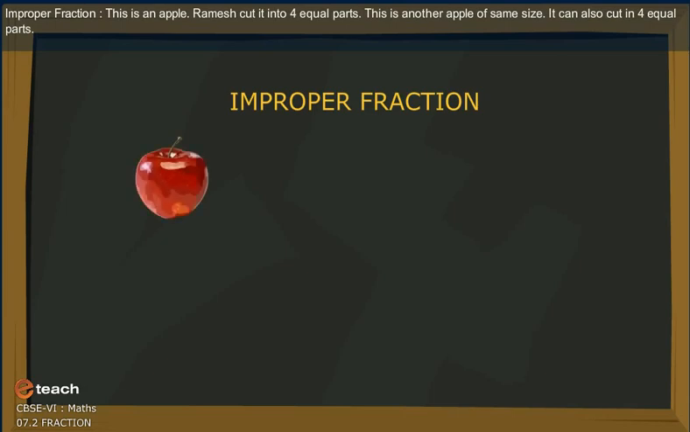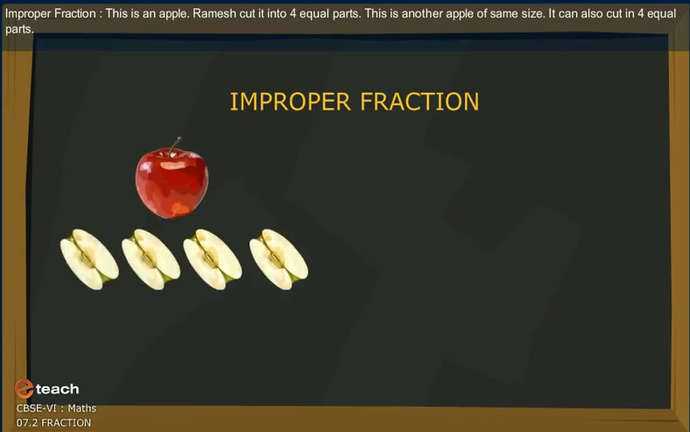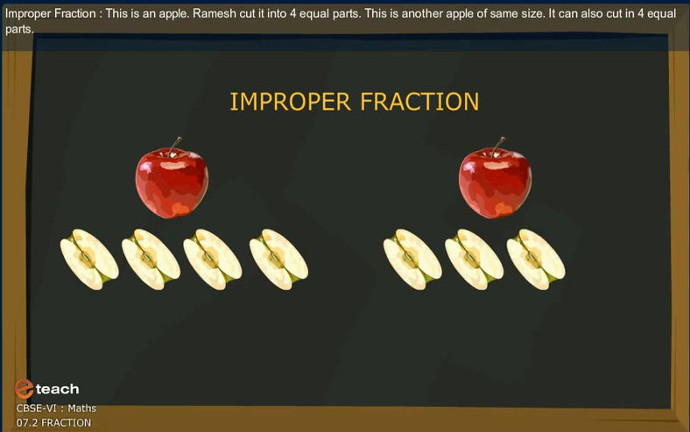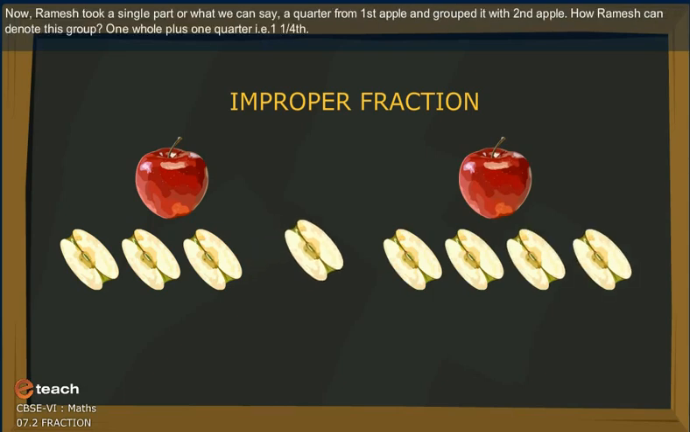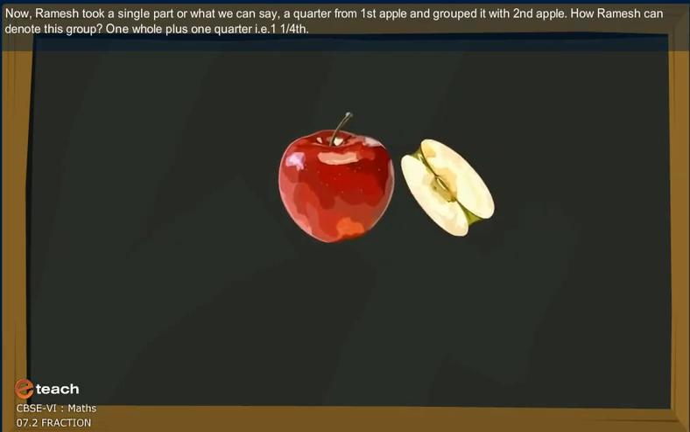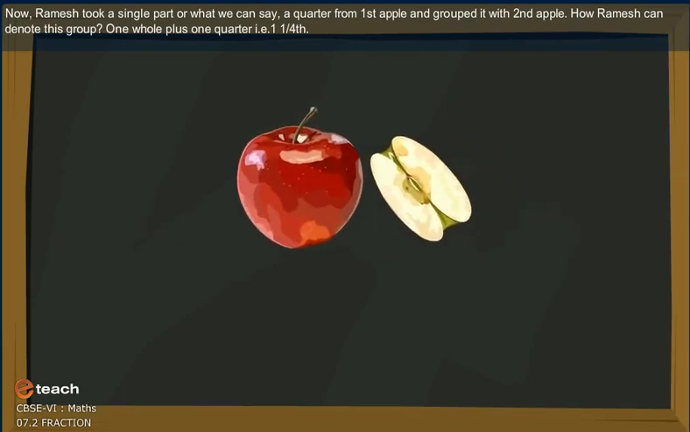Improper fraction. This is an apple. Ramesh cut it into 4 equal parts. This is another apple of the same size. It can also be cut in 4 equal parts. Now, Ramesh took a single part, or what we can say, a quarter from the first apple and grouped it with the second apple. How can Ramesh denote this group?